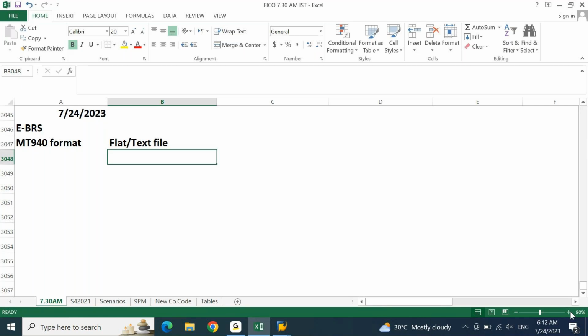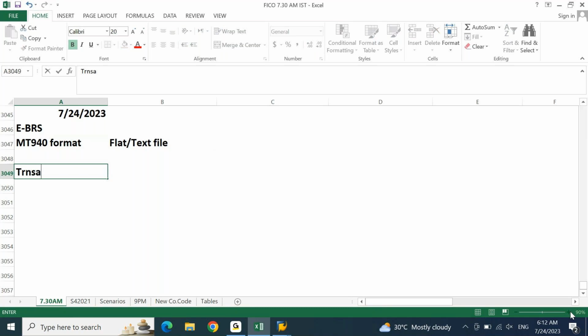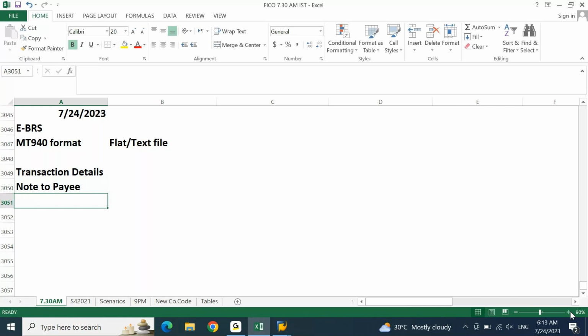You will be receiving the bank statement. In the bank statement, you are going to have two pieces of information. The detailed explanation of the bank statement and the sample statement format we will be discussing in tomorrow's class. In your bank statement, you are going to understand certain points. One is your transaction details and the other is the note to pay. So the bank will provide you transaction details and note to pay.